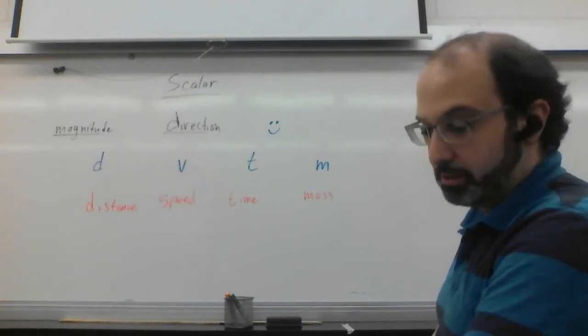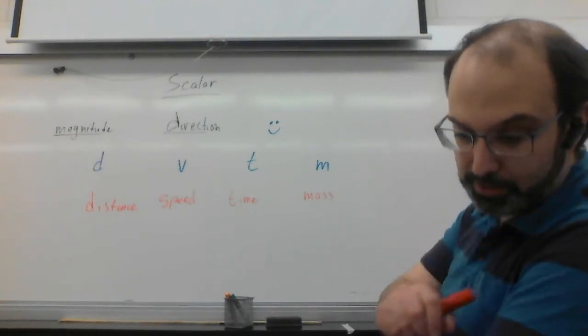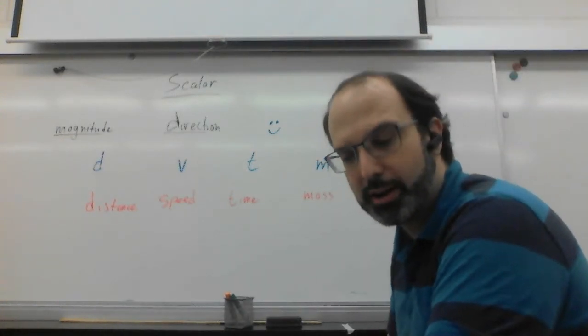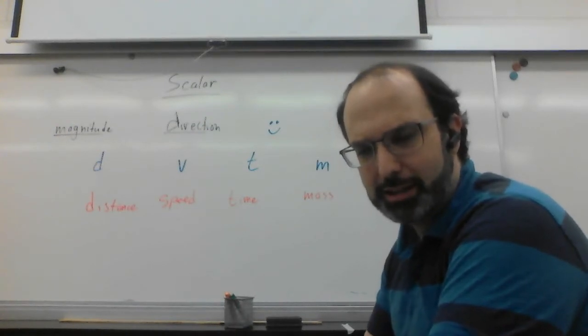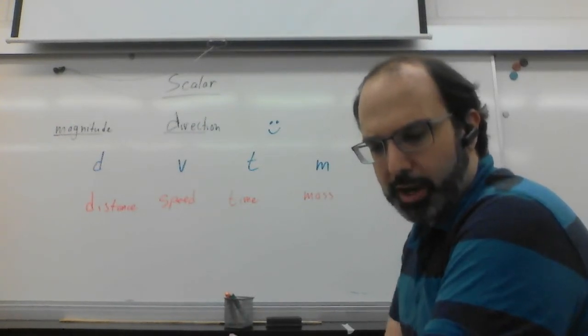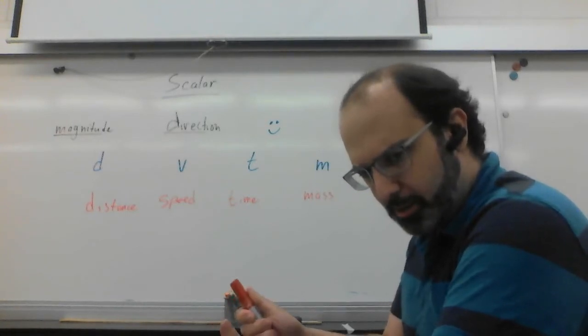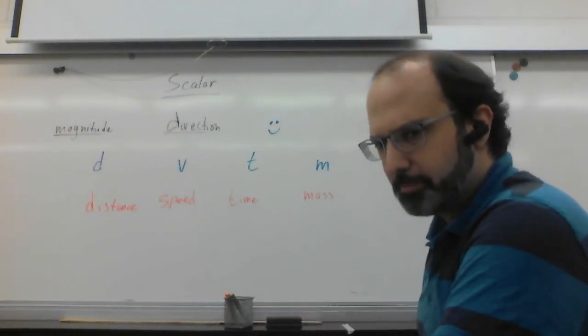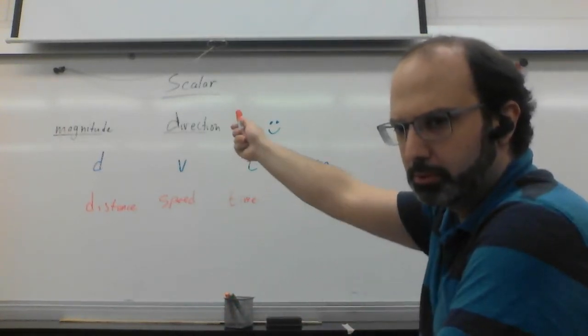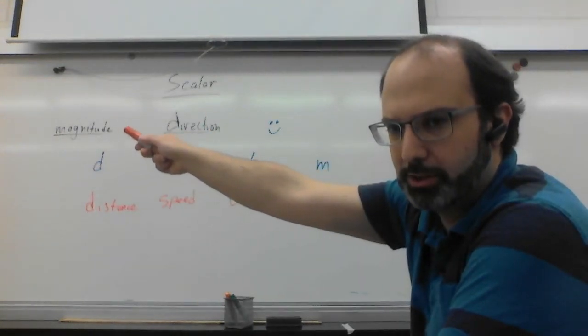So there you go, scalars and a bunch of examples. And they have some examples down there: 25 meters, 100 kilometers per hour, 5 hours, 40 kilograms. Okay, so why are we talking about scalars? Magnitude, over there, magnitude, but no direction.